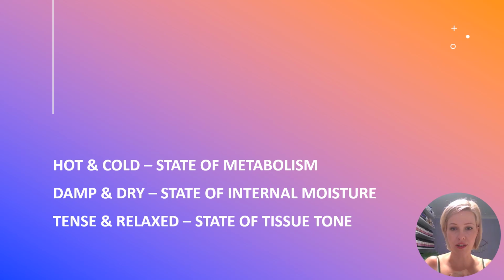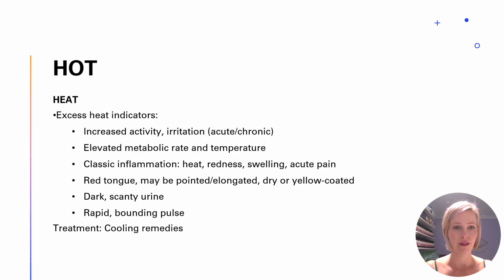Damp and dry states of internal moisture. We see this quite often through the skin, the tongue, mucous membranes. We can see something's damp, which has a lot of mucus, or if it's dry. And tense and relaxed states of tissue tone. So let's talk about each of these. What does hot look like?